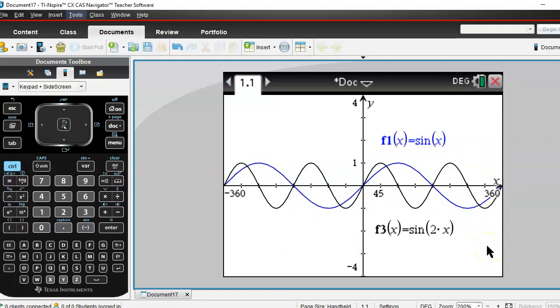Now, what's happened? Over the 360 degrees, this new one, the sine of 2x, it actually covers it twice, doesn't it? It covers that cycle twice. So our cycle is now half. It's now 180 degrees. Okay. Same thing happens to our cosine.